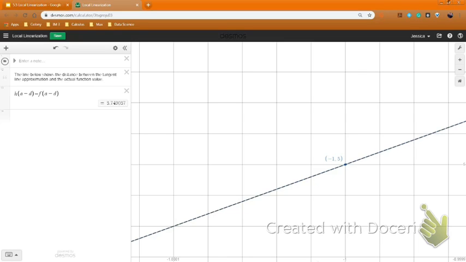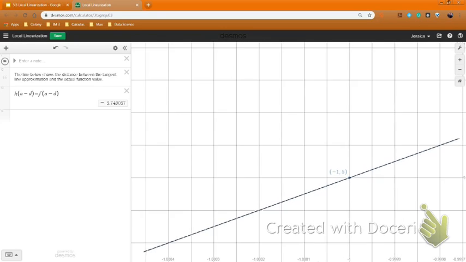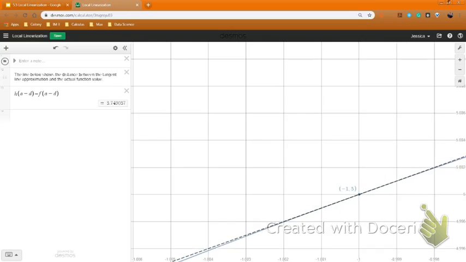That's what local linearization means. It means in a local area, in a small region, or in a small neighborhood, if you zoom close enough into the line, it looks like a straight line, even though we know it's not. That's local linearization.